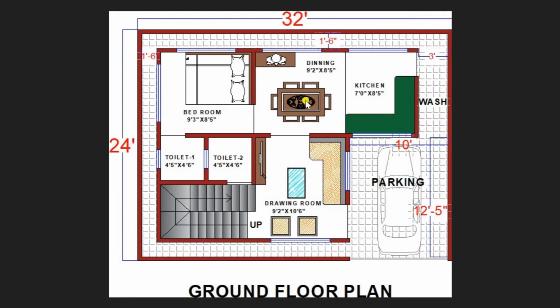From the drawing room now I am entering the dining room of dimension 9 feet 2 inches by 8 feet 5 inches, where you can view a 6 member dining table arranged with an open kitchen of dimension 7 feet by 8 feet 5 inches.